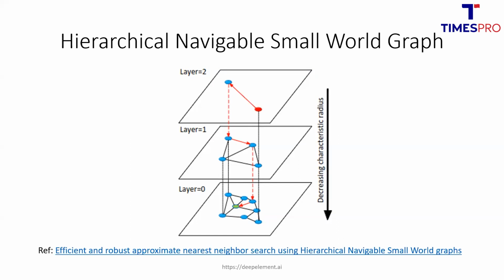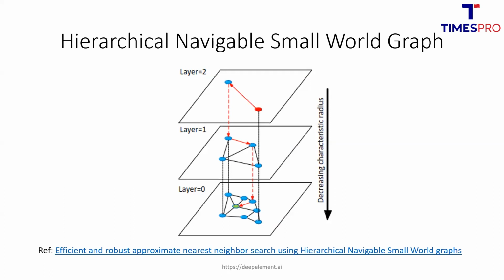The topmost graph has very few points. The next graph has slightly more number of points. The next graph has slightly more number of points, and so on. So every point that is there in the top graph is also there in the next graph. The points that are there in the next graph will be there in the graph below it, and so on. So the bottommost layer contains all the points. The topmost layer contains only those points which are very far from each other and very few points.